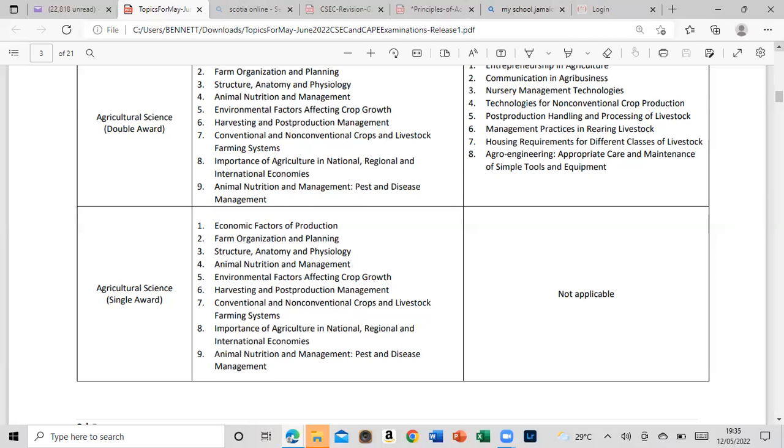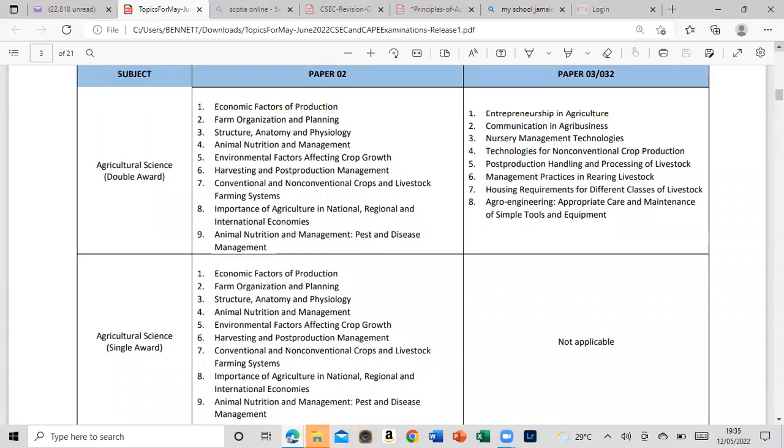Let me just go back up here because I think I left this out for the paper 3: entrepreneurship in agriculture, communication in agribusiness, nursery management, technologies for non-conventional crop production, post-production and processing of livestock, management and practices in rearing livestock, housing requirements for different classes of livestock, and agri-engineering, appropriate care and maintenance of simple tools and equipment. So you know what you're supposed to do. So get it done. All right, guys, let's go.